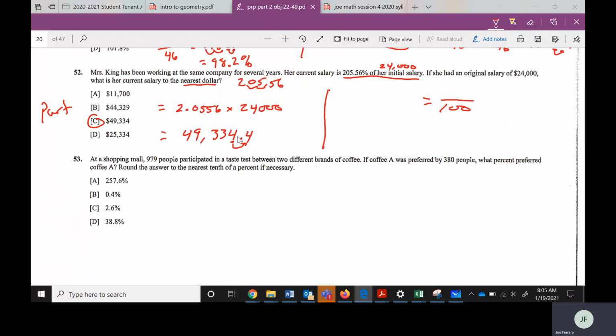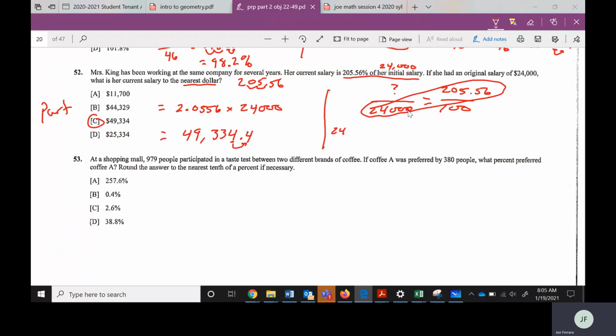Okay, again, we'll keep doing it this way, just in case you're using this method. Here you would leave this as 205.56. 24,000 would go here. We don't know this, so diagonal, two numbers.